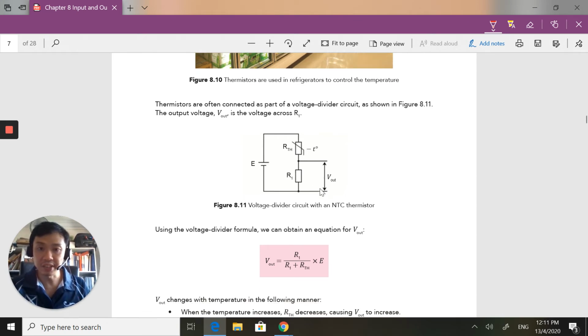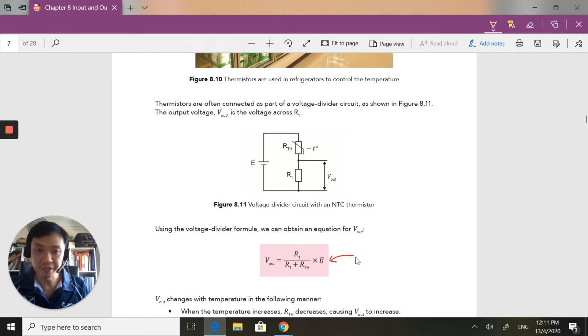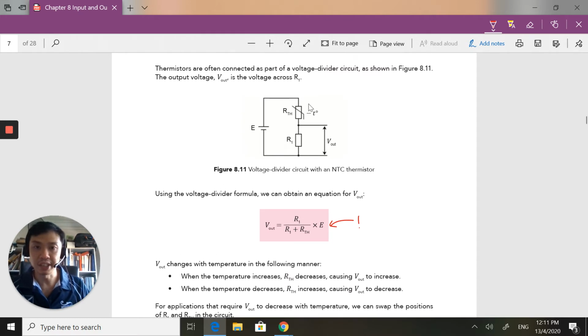So let's look at this. This voltage divider formula should be very familiar to you right now. Let's take a look here. Remember, if I find a negative sign here, this is an NTC. If I draw a resistance temperature graph, an NTC graph is going to look something like this. Let's look at low temperature. At low temperature, I have high resistance.